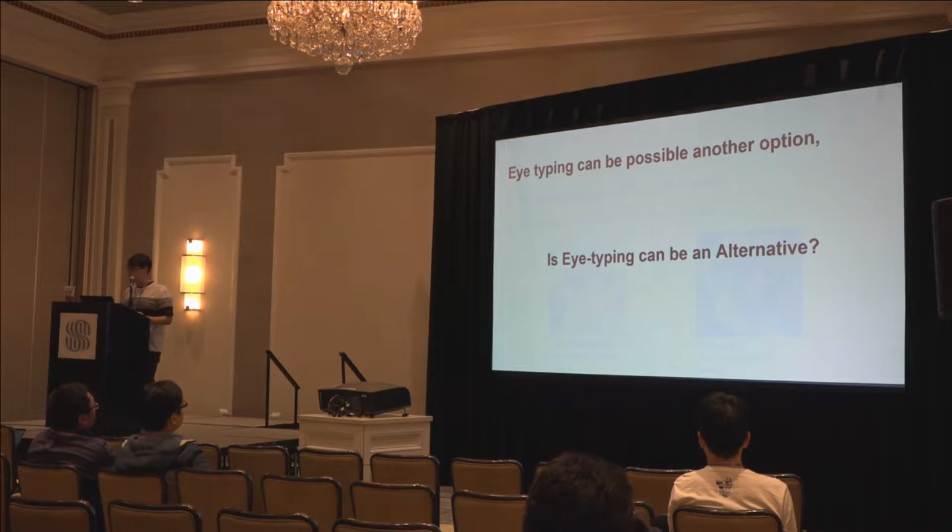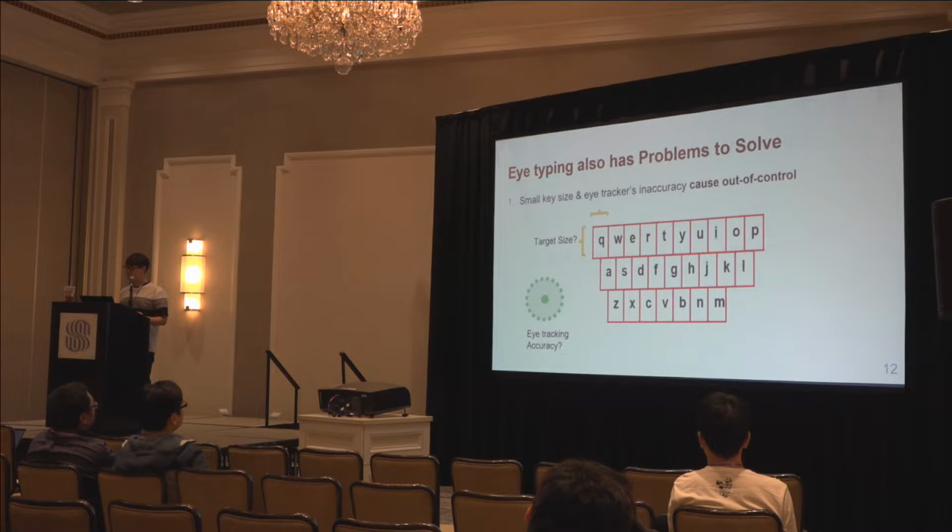So, can the eye typing method be an alternative to touch typing on the temple? Eye typing may be easy to use if the eye tracker tracks the user's eyes very accurately. However, considering both the display size of the smart glasses and the accuracy of the eye tracker, the answer is questionable. The size of the display will restrict the keyboard size and consequently the target key size. As a result, if the eye tracker is not accurate enough to select a small target, users will suffer from a loss of control.